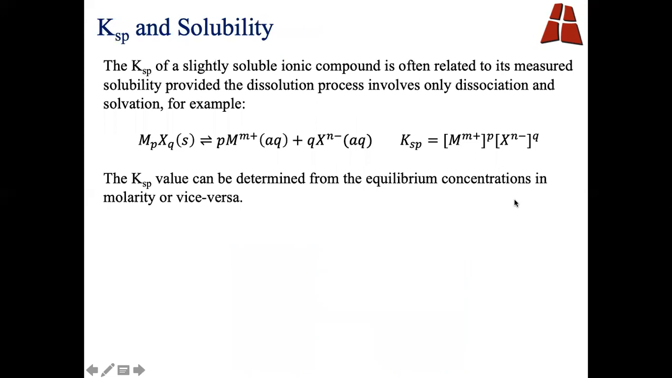Right, so in generic terms, again, we start with some sort of salt. It will dissolve and form dissolved species. Those dissolved species will have some amount of charge, and depending on the stoichiometric coefficients in front of our dissolved ions, those will be turned into exponents in the KSP expression.